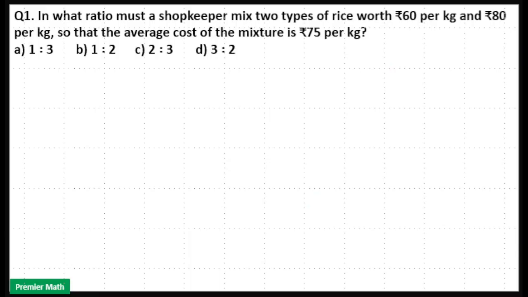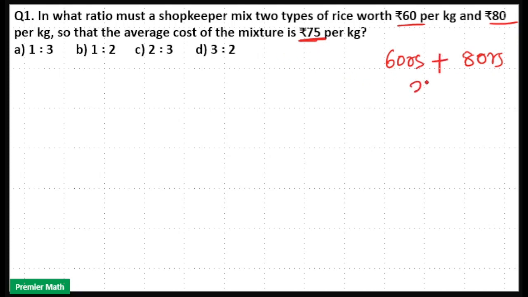Our first question is, in what ratio must a shopkeeper mix two types of rice worth 60 per kilogram and 80 per kilogram so that average cost of the mixture is 75 rupees per kilogram? Here a shopkeeper has two types of rice. One costs 60 rupees and other costs 80 rupees. But he wants to get 75 rupees rice per kilogram. So by mixing both of them, he will get 75 rupees rice.